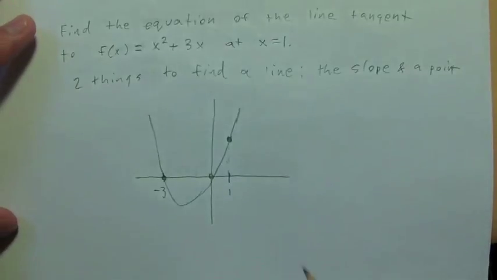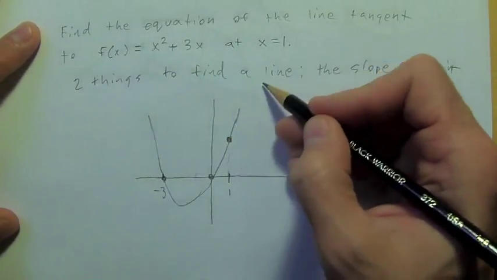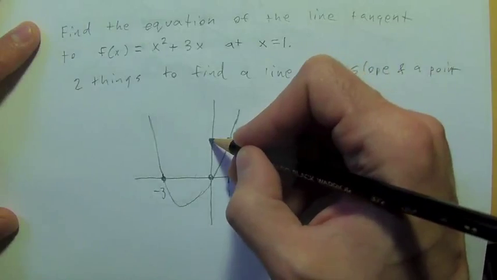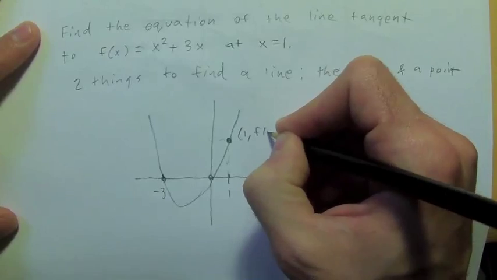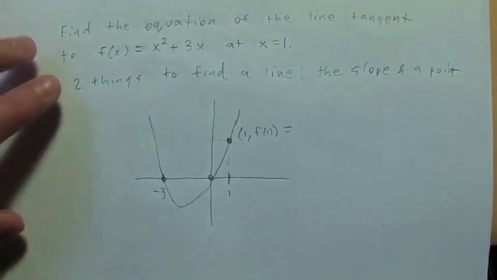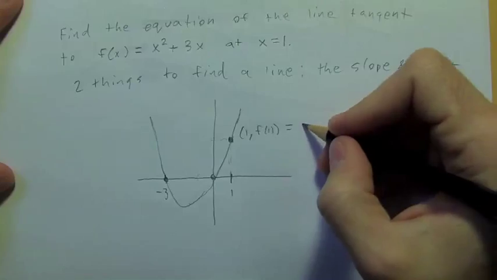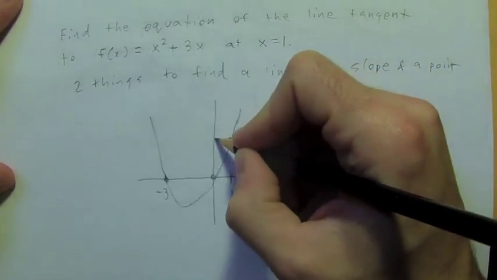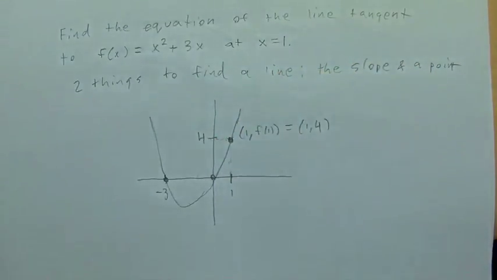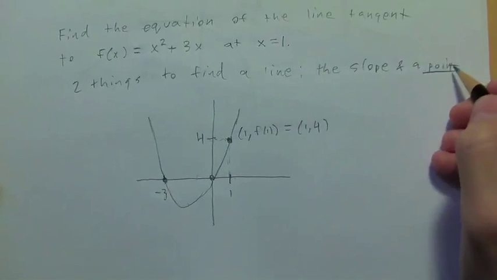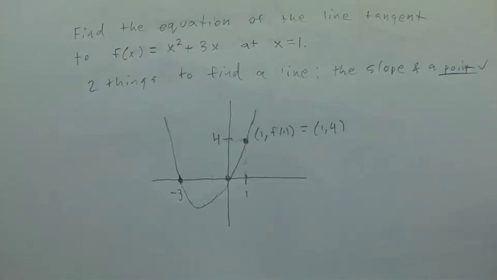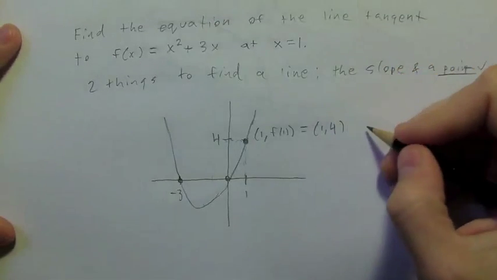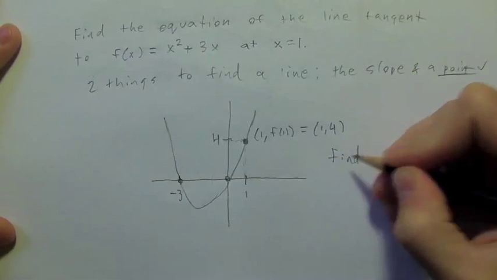That's sort of to scale. Tangent line going through this point at x equals 1. Well, if I wanted to find the y value, this is the point 1, f of 1. And f of 1, when I plug 1 in, is going to be 4. So this is the point (1, 4). Right, so we have the point, we have that piece that we want. What we need now is the slope. And how do we find the slope?